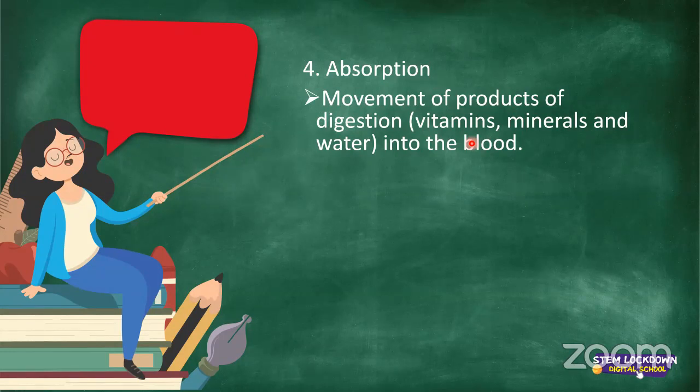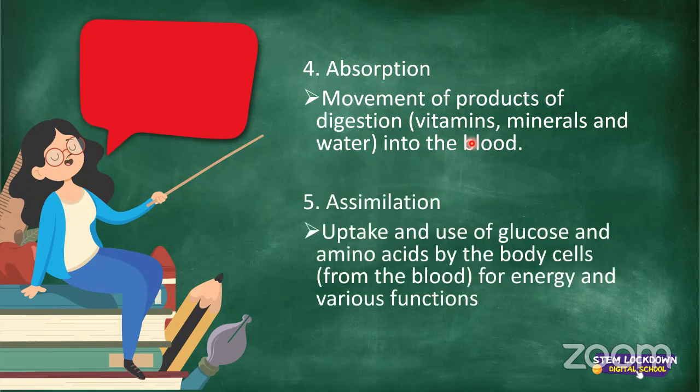The fifth thing that happens is what we call assimilation. That is the uptake and the use of glucose and amino acids by the body cells, basically from the blood, for energy and various uses. So this is where your nutrients move from your blood into your body cells, for the various reasons that the body cells require those nutrients. I hope everyone is following, guys. If you're not following, please use the group chat to write down any questions or queries that you have.